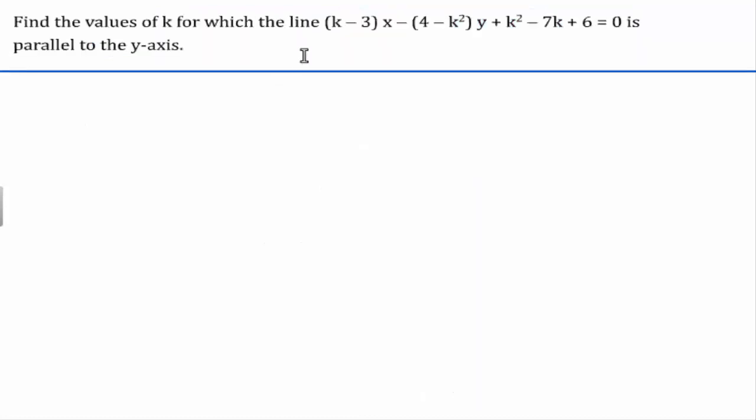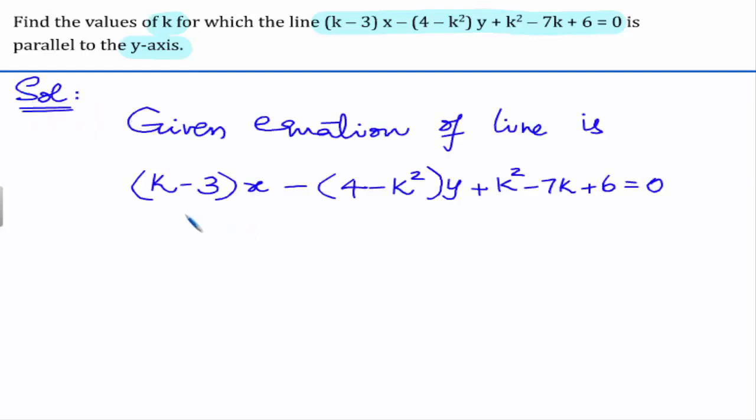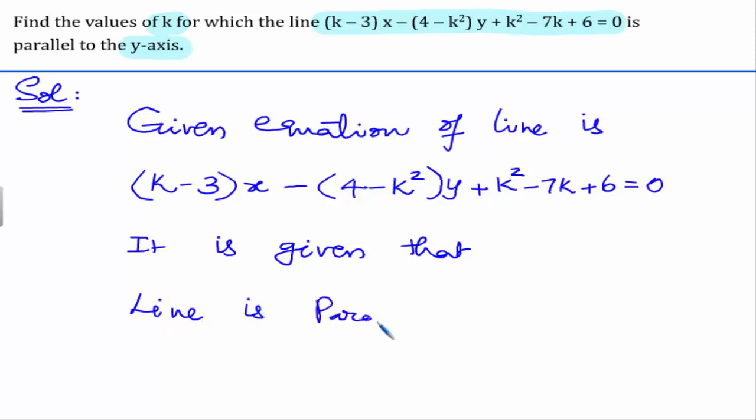In this question, the given equation is parallel to y-axis. Then we have to find out the value of k. Let us see the solution for this. The given equation of the line is (k minus 3) into x minus (4 minus k square) into y plus k square minus 7k plus 6 is equal to 0. So it is given that the line is parallel to y-axis.